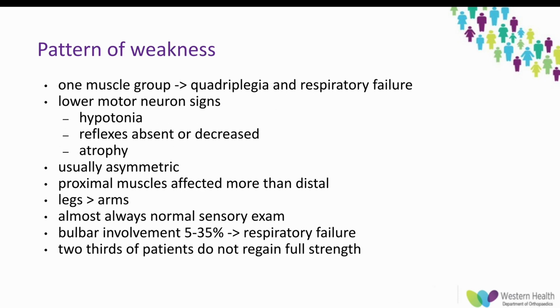In terms of the pattern of weakness, it can be anywhere between one muscle group to quadriplegia and respiratory failure. Patients show lower motor neuron signs, and this includes hypertonia, absent or decreased reflexes, or atrophy of the muscles. The pattern is usually asymmetric, and it affects the proximal muscles more than distal muscles. It also affects the legs more than the arms. In almost all cases, there's normal sensory exam, and about 5 to 35% of patients have bulbar involvement, which leads to respiratory failure. 2/3 of patients with muscular weakness do not regain full strength.